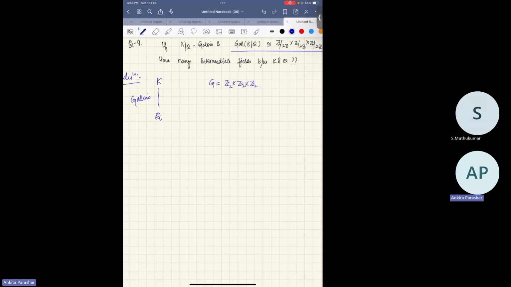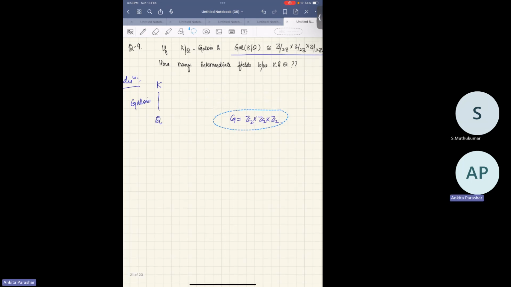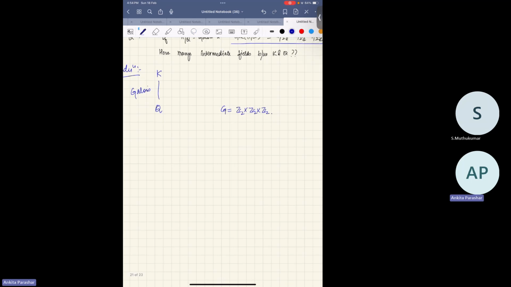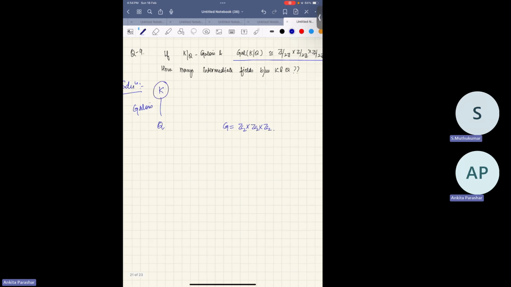In order to know the number of intermediate fields, we will use the fundamental theorem, right? That is the only key for us. So this group is in fact lower. We write G to be lower because it's a bijection, an invertible, order-reversing bijection. If K is upper, the group will be lower. This is identity. In between, you want to know the subgroups.